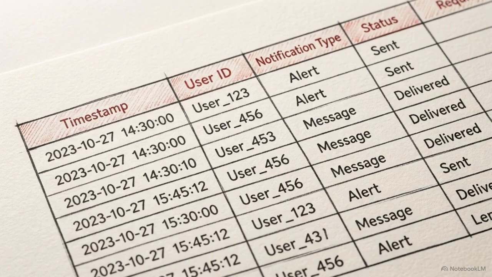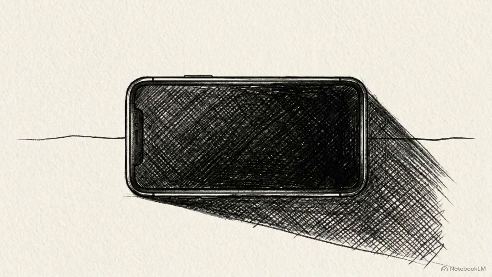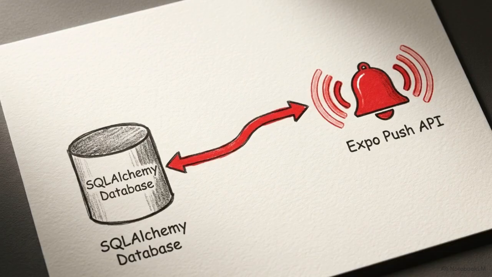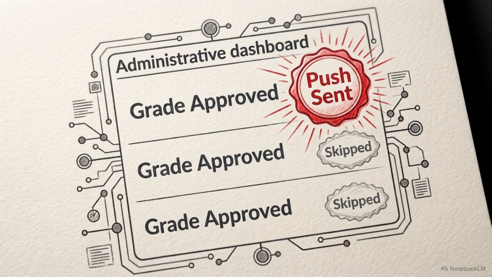The row still inserts into the database to preserve a complete historical audit trail, but the actual device ping is suppressed. Tying the delivery mechanics directly to the database layer guarantees that every alert is sent and the deduplication rules are enforced across the entire enterprise backend.